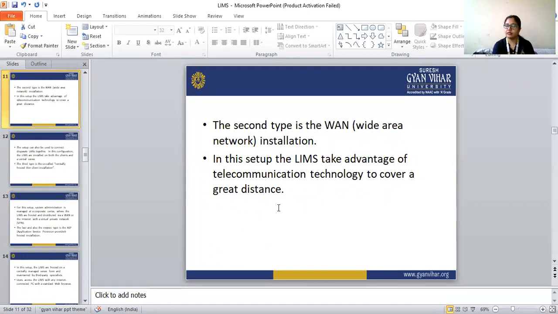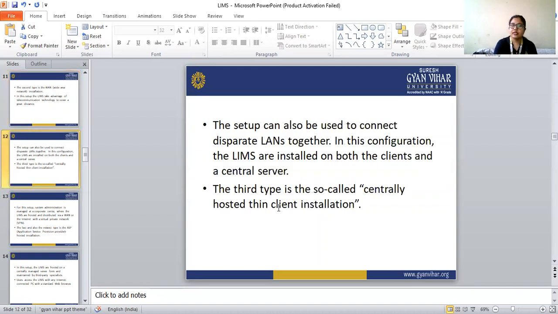The second one is WAN, meaning wide area network installation. In this setup, the LIMS take advantage of telecommunication technology to cover great distances. The setup can also be used to connect disparate LANs together. LANs are local area networks, so we can connect them together with the help of the WAN system. In this WAN system, the LIMS are installed on both clients as well as the central server.